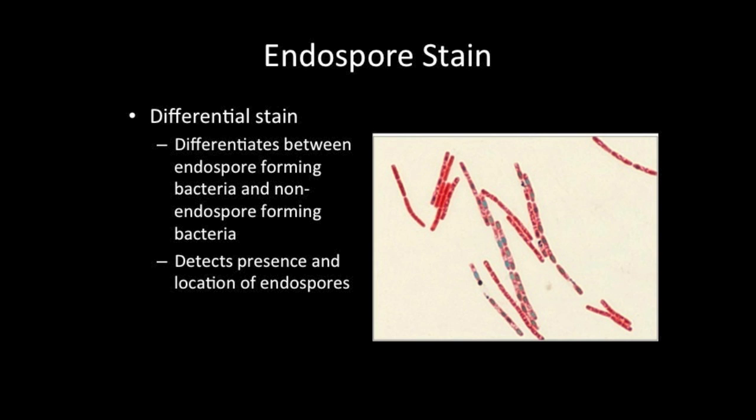In this lab session, you will be performing an endospore stain. The endospore stain is a differential stain that may be performed to detect the presence and location of endospores in bacterial cells and to differentiate between endospore-forming bacteria and non-endospore-forming bacteria.